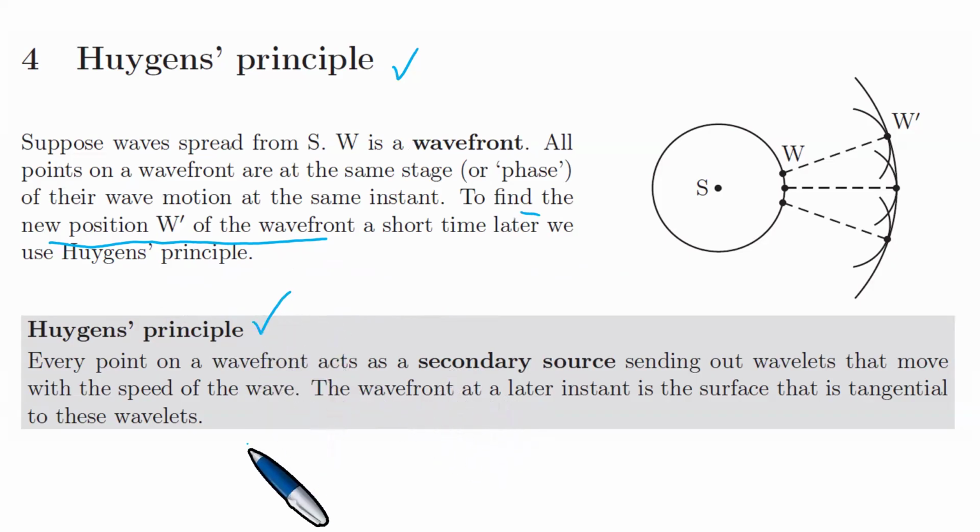Huygens principle: every point on a wave front acts as a secondary source. This is the principle, Huygens principle. You must always remember to state it. Every point on a wave front acts as a secondary source, sending out wavelets that move with the speed of the wave. The wave front at a later instant is the surface that is tangential to these wavelets.